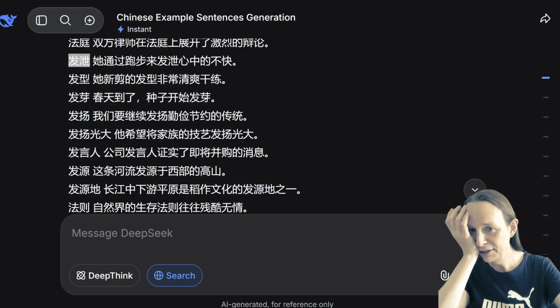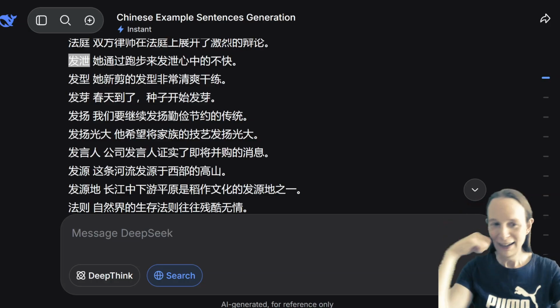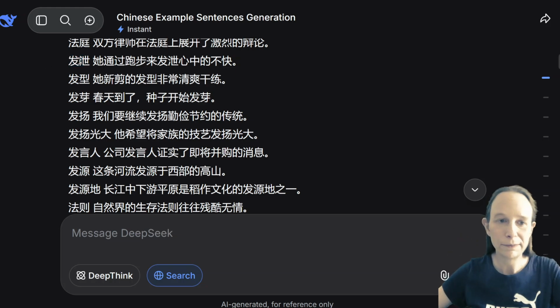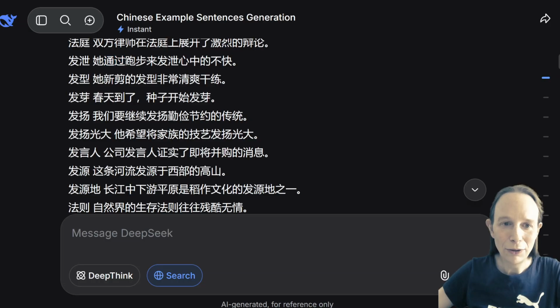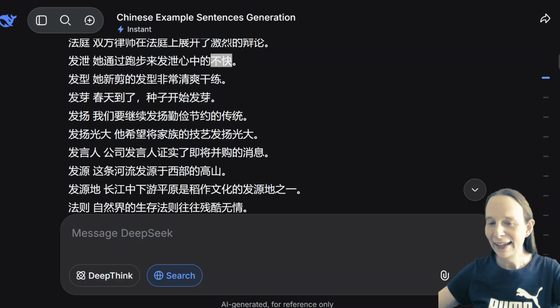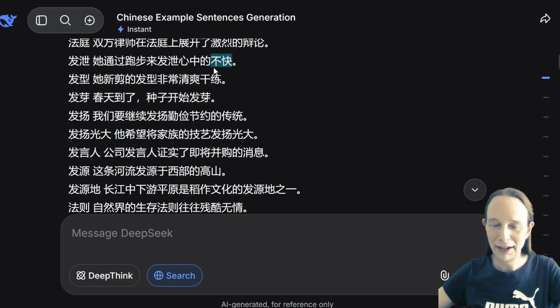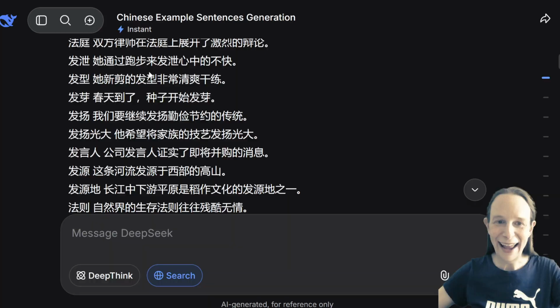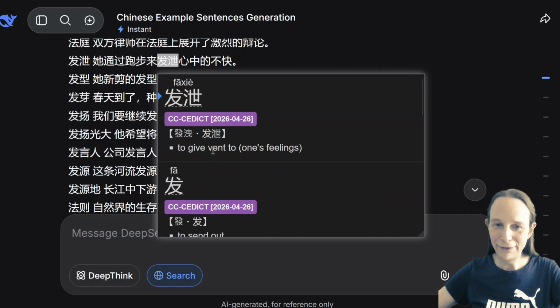发泄 would be to have a leak, if I remember correctly. 发泄. So like you've got a tire or a tube or something, there's a leak. I'm not 100% sure though. 他通过跑步来发泄心中的不快. Alright, so 不快 is a word meaning like unhappiness or resentment or issues. So she's releasing her unhappiness through going for a run. It's an outlet. Okay, venting for one's feelings.